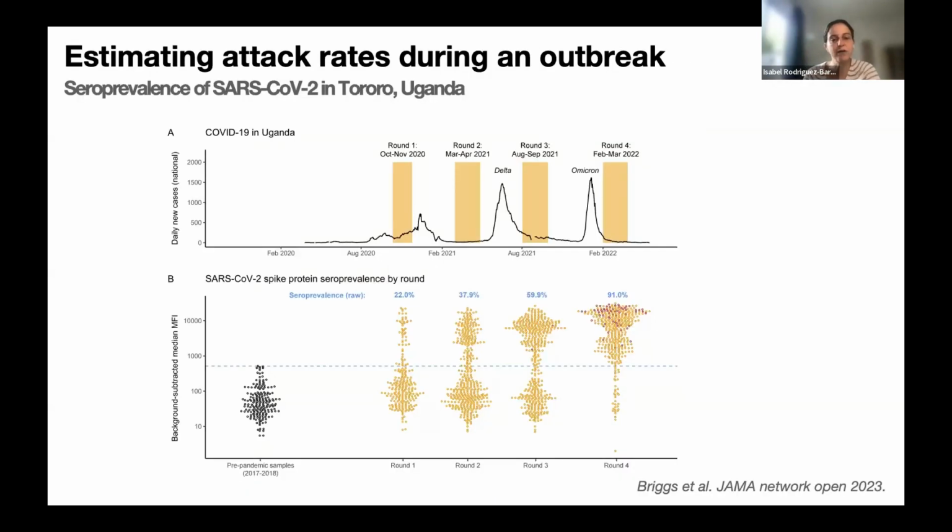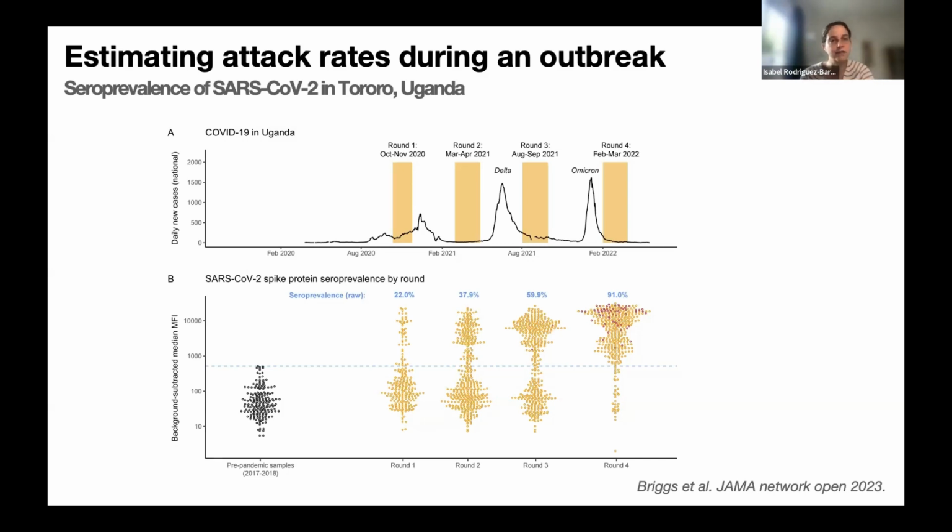What is seroepidemiology useful for? I guess the first example that people are more familiar with is estimating attack rates during an outbreak, and this became very evident during the pandemic. Here in the figure, I'm showing a paper we published of the surveys we conducted in a field site in northeastern Uganda, nested in some cohorts we have ongoing, and here we did four cross sections between 2020 and 22 to track what proportion of the study population had been infected.